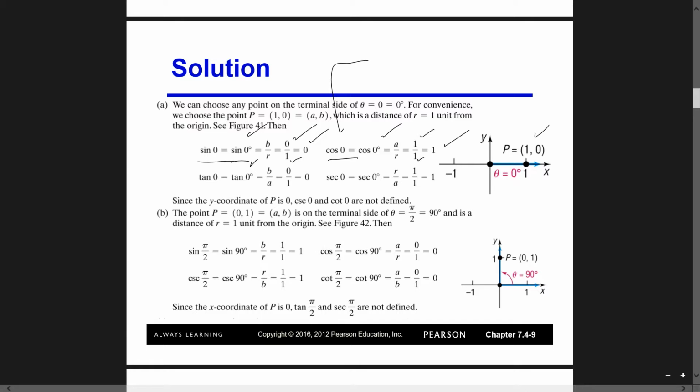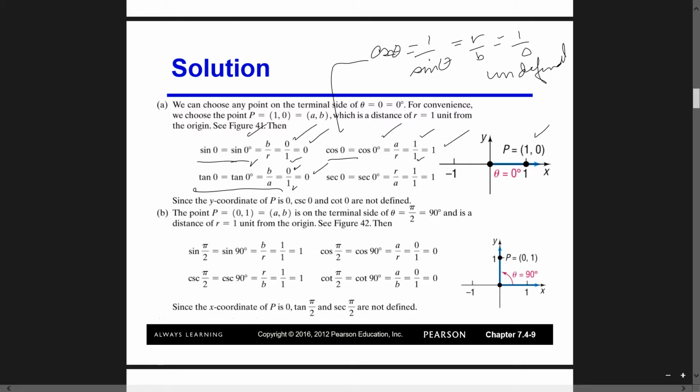Notice that cosecant theta would be equal to 1 over sine of theta, which equals r over b, which is 1 over 0, is undefined. The tangent of theta is b over a, which is 0 over 1, so the tangent of 0 degrees is 0.